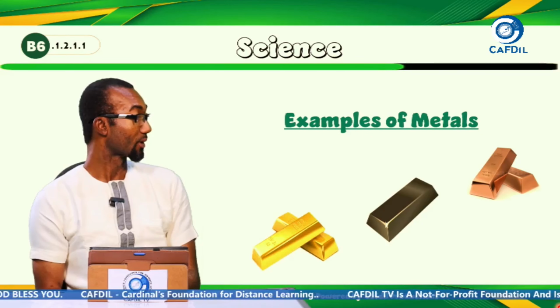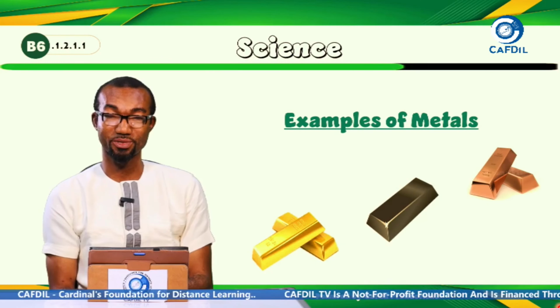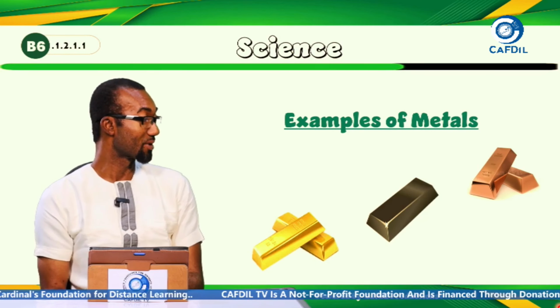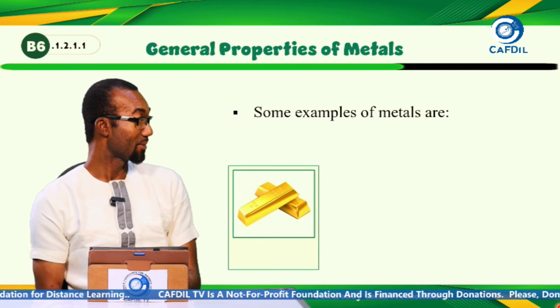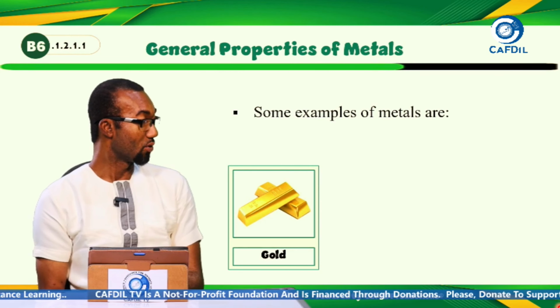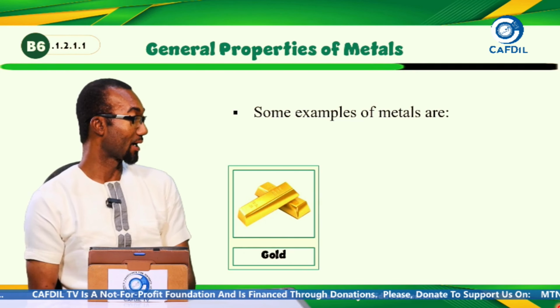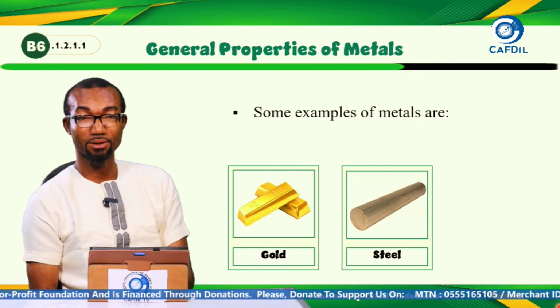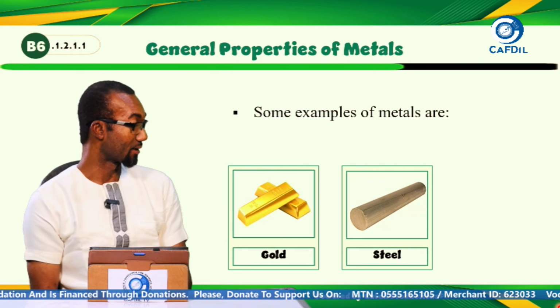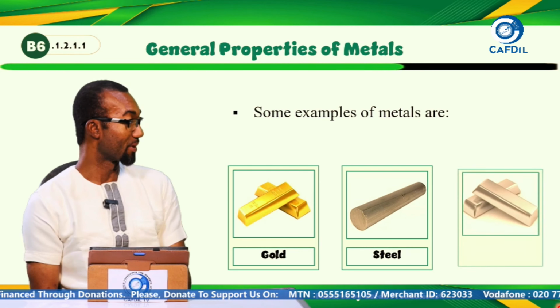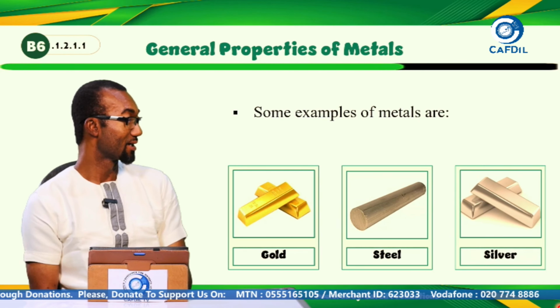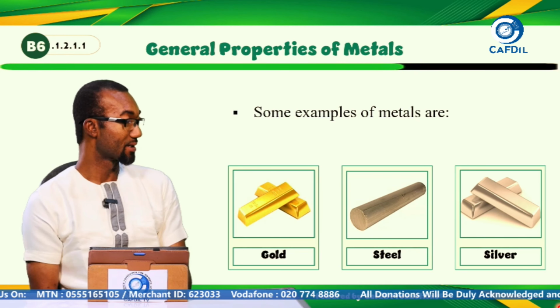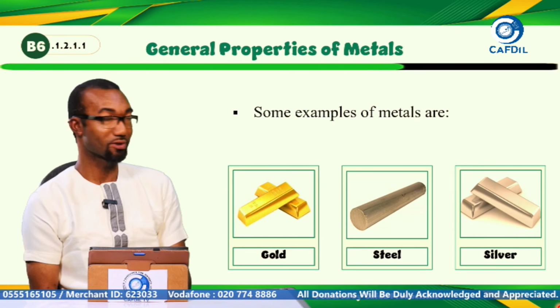Good. Now let's look at some examples of metals we have around. Some examples are gold. Gold is an example of metal. We also have steel. Steel is an example of metal. We have silver. Silver too is an example of metal. So gold, steel, silver are all examples of metals.